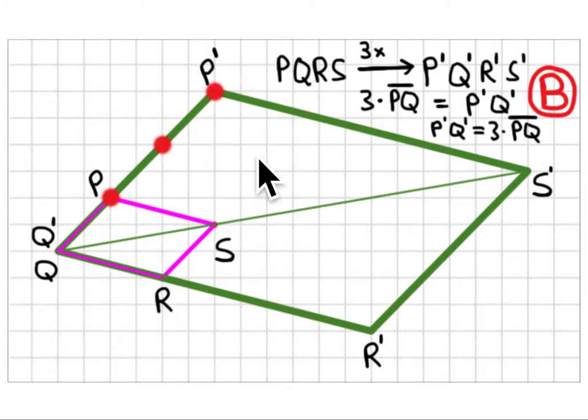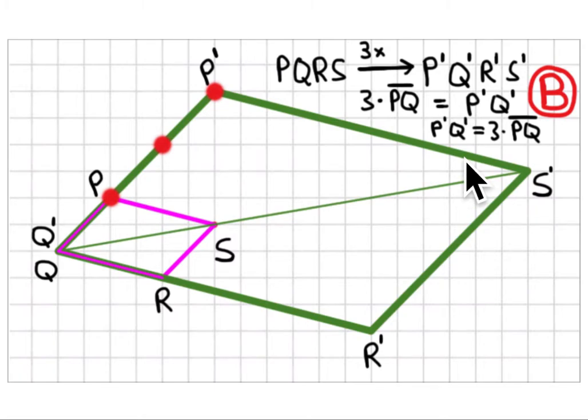C says is PQ equal to 3 times P'Q'. Well, if you took 3 times P'Q', you're going to end up with a very long side. So actually PQ is 1/3 the length of P'Q', because it gets smaller as you go from P'Q' to PQ. And choice D is cannot be determined, but it can. So we go back to B.